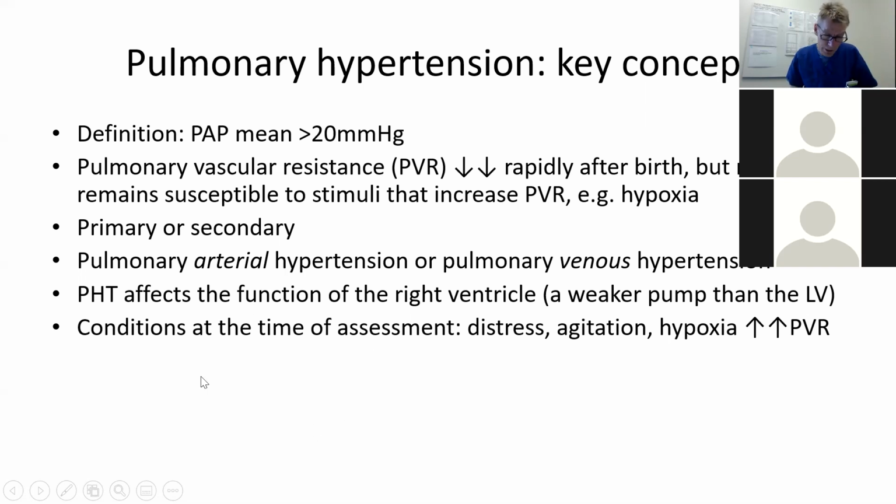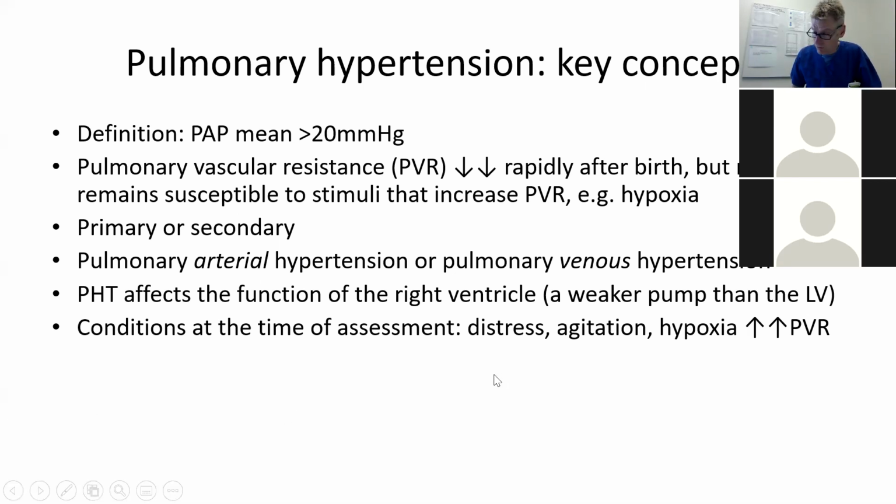And remember that pulmonary hypertension affects the weaker ventricle. It's a weaker pump, and so the right ventricle doesn't have the same, I suppose, strength as the left ventricle, and it can dilate much quicker.